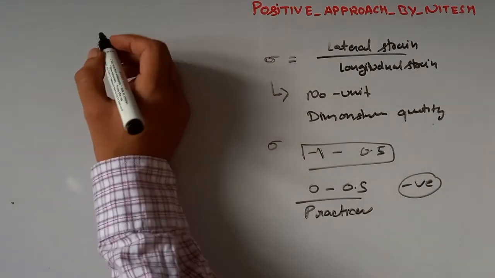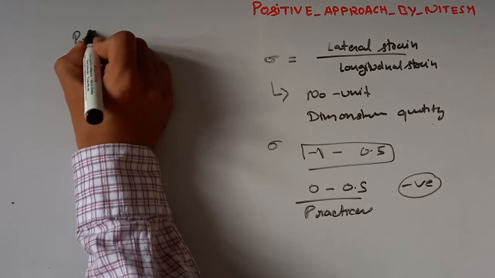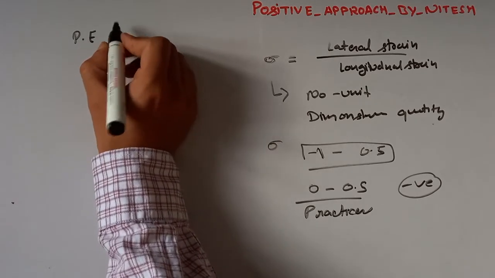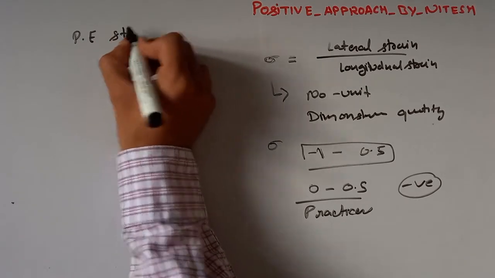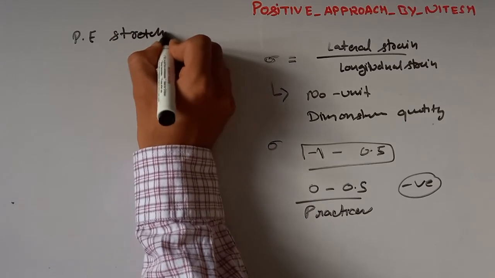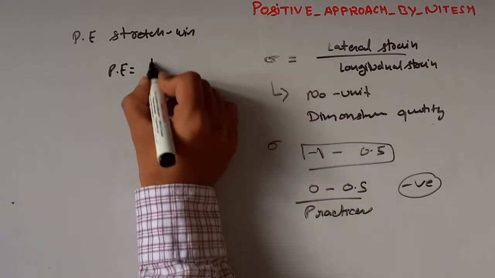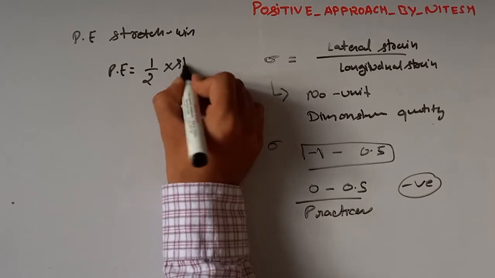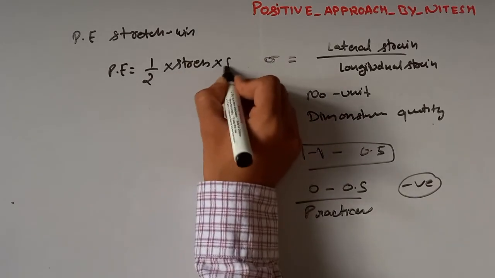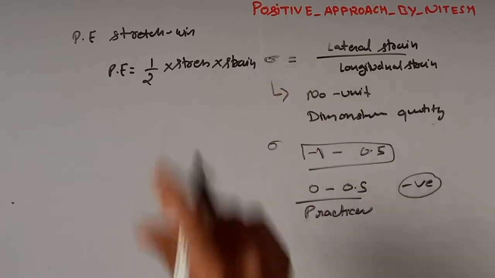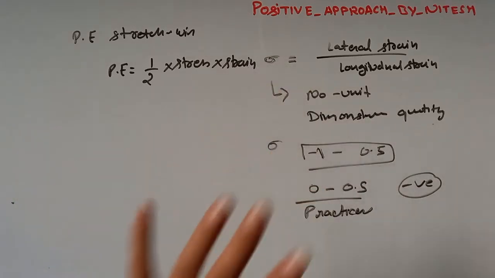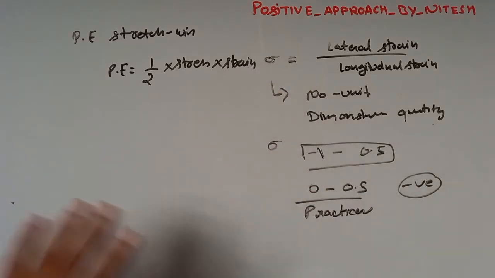And there is another important key point, that is potential energy stored in a stretched wire. Potential energy stored in a stretched wire is equal to half of stress into strain. These are the important key points of this chapter.